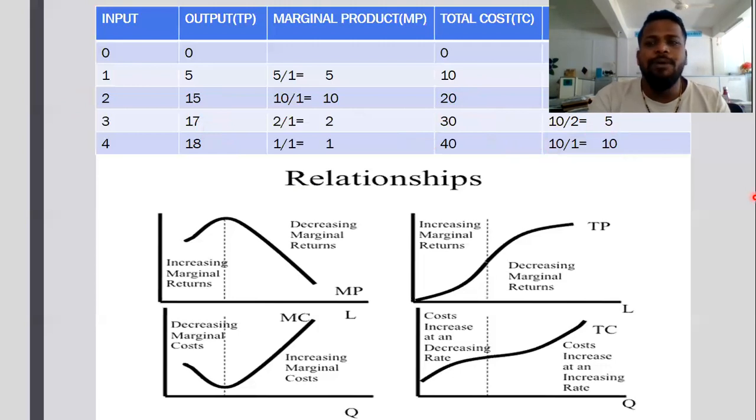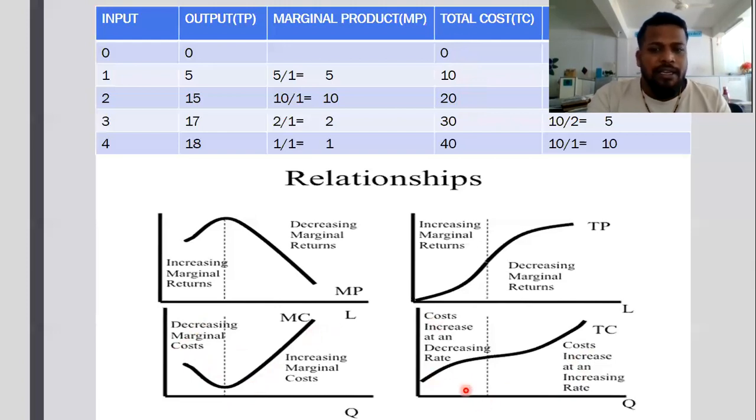So here you can see the relationship. Total cost is increasing at a decreasing rate in the first 2 units. When total cost is increasing at a decreasing rate, what will happen? Marginal cost starts falling. When cost is increasing at an increasing rate, what will happen? Marginal cost will increase at an increasing rate.